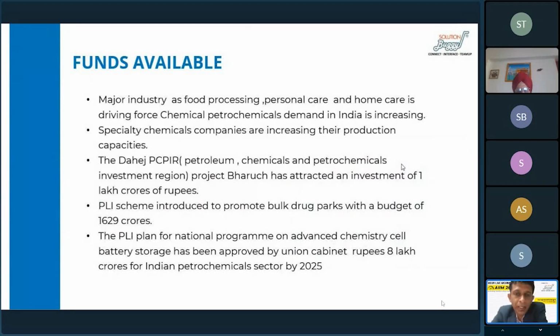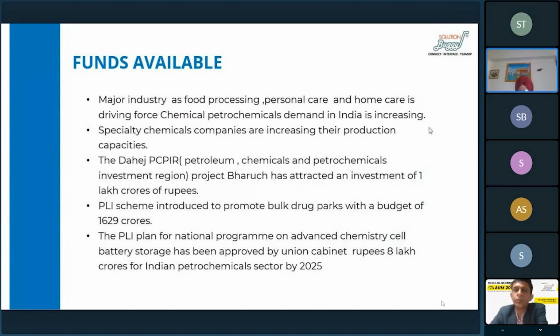Is there a good market opportunity in the export market also for the chemicals? Actually, all these products are already being exported to a large extent. In some cases about 40% is exported, some about 25%. Whether it is dyes, intermediates, personal care products, or chemicals, all these petrochemicals also, plastics also, and oils also, these products are being exported.